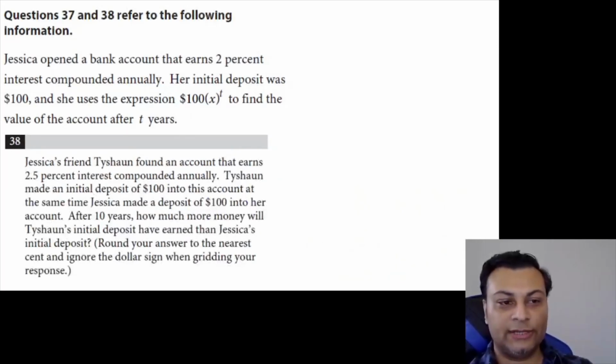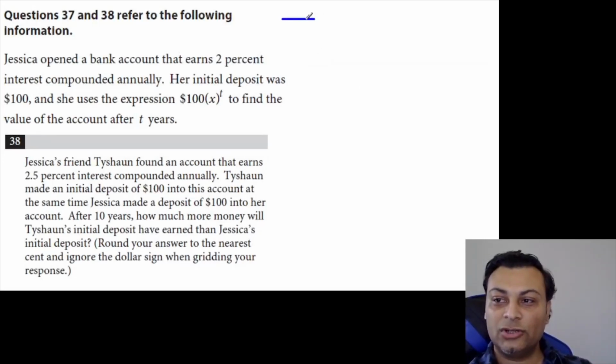Moving on to number 38. Same information. Jessica's friend Tyshawn found an account that earns 2.5% interest compounded annually. Tyshawn made an initial deposit of $100 into this account at the same time that Jessica made the deposit of $100 into her account. After 10 years, how much more money will Tyshawn's initial deposit have earned than Jessica's initial deposit? Round your answer to the nearest cent and ignore the dollar sign when gridding your response. Okay, we have to calculate two different amounts and figure out the difference between them.